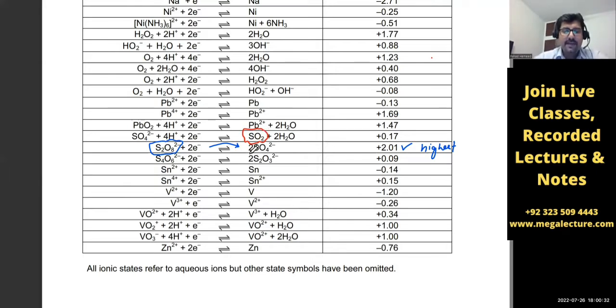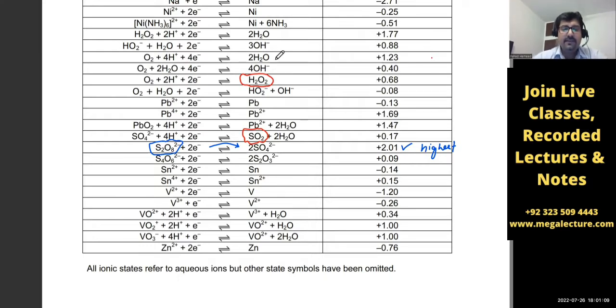Or acidified H2O2. So H2O2, let's try and figure out, here's one H2O2. Let me mark this one and quickly copy it over here. It's O2 plus 2H plus 1 plus 2 electrons, in equilibrium with H2O2. And the value for this is 0.68 volts.